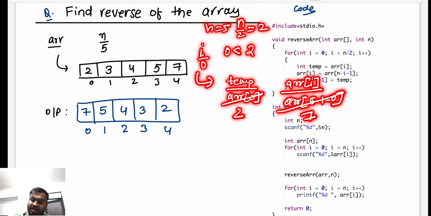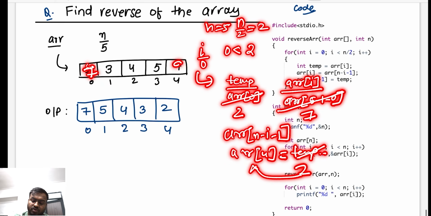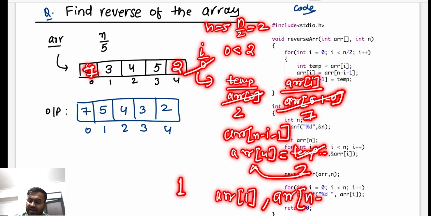Then this value is swapped. Array of I is now 7, and array of n minus I minus 1, that is array of 4, is equal to temp, which is 2. So these two values are swapped. Next time I will become 1, so you will swap array of 1 and array of n minus I minus 1, that is array of 3. Now swap them, so this will become 5 and this will become 3.